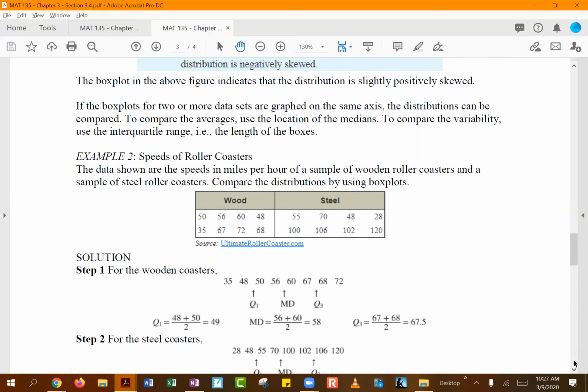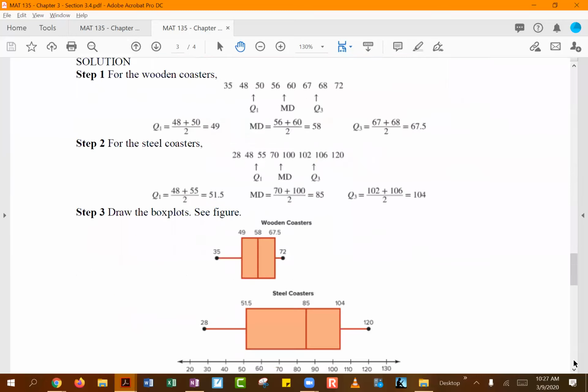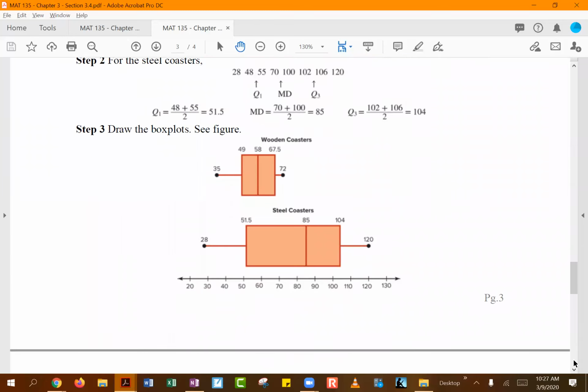Just as a quick example, here we're talking about graphing 2 or more data sets on the same horizontal axis. Here we're looking at speeds in miles per hour of a sample of wooden roller coasters and a sample of steel roller coasters. Same thing, find your 5-number summary, and then 1 horizontal axis, 2 box plots, right? So just be careful about that. You do not repeat that horizontal axis for each, because we're comparing them. You're just doing 1 horizontal axis and then stacking your 2 box plots.